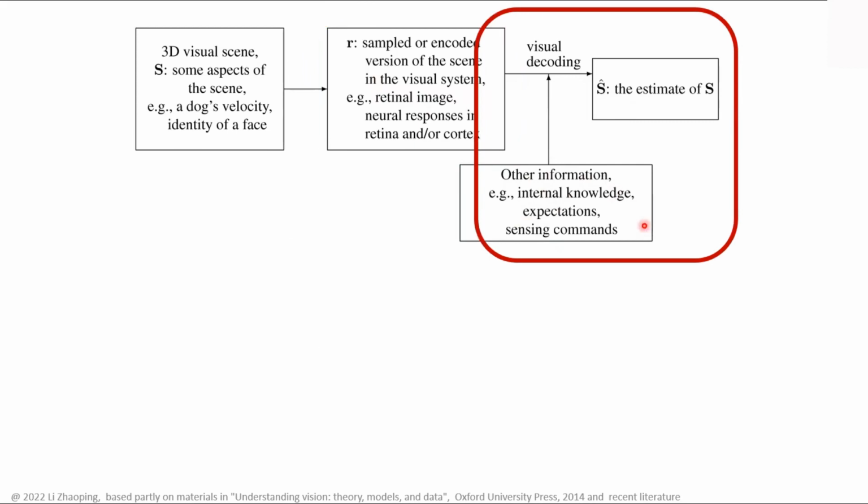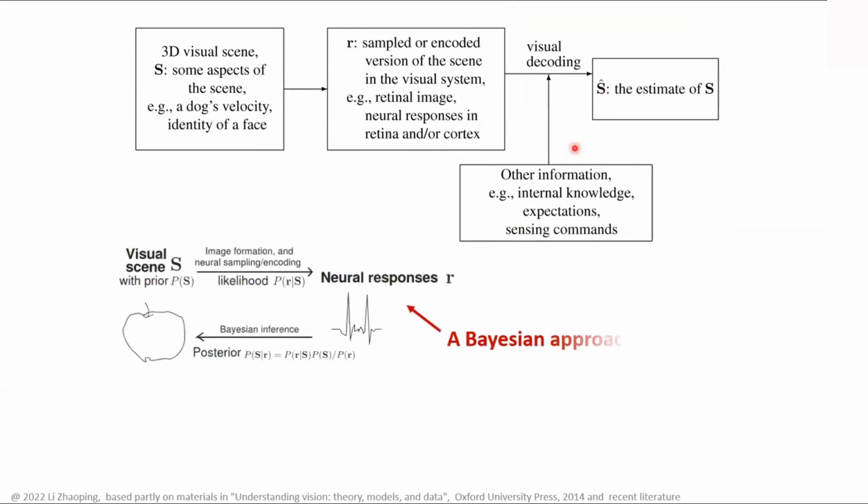And for this decoding, people can have different ways. You can build a neural network for it, going from R as input and feeding forward to a decision S hat as output, and so on. But another approach is a Bayesian approach. Some people like to do it that way.